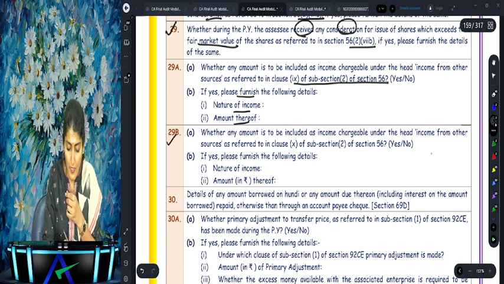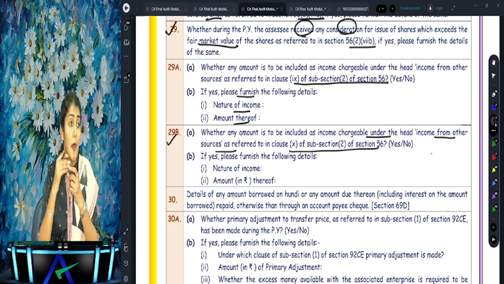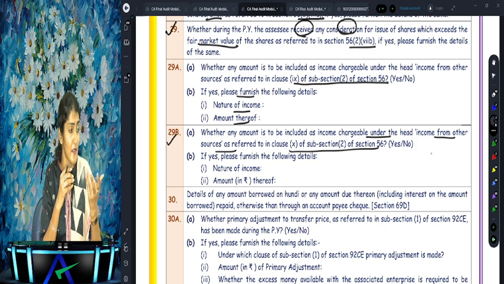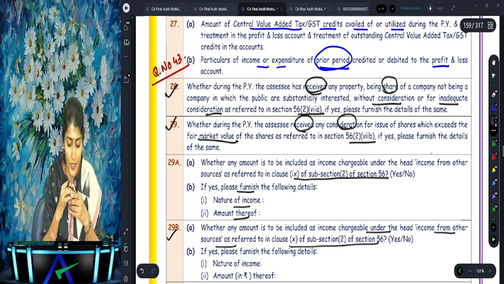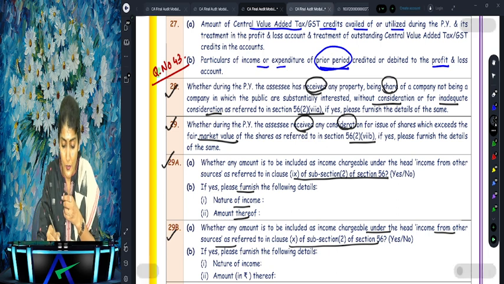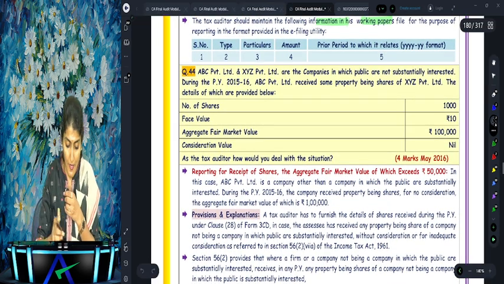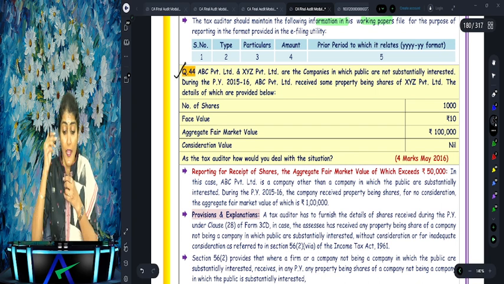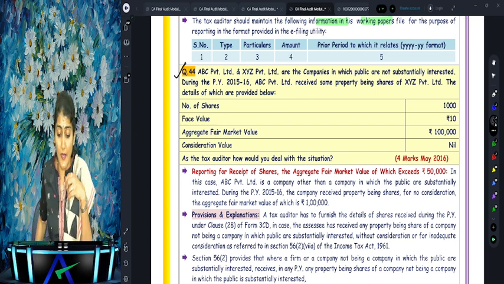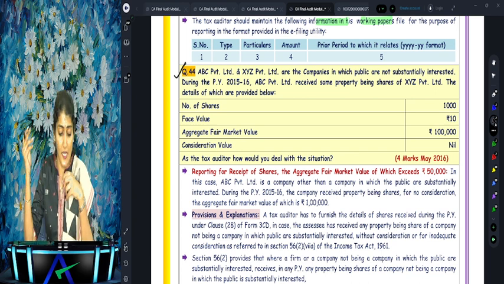And then whether any amount is to be included as income under the IOS under 56(2)(x). Again, nature of income and the amount in rupees thereof. Right? So that is again the gifts received. So everybody, are you able to follow 28, 29, 29A and 29B? Okay. Right? So let us have a look at the question bank. Question number 44. ABC Private Limited and XYZ Private Limited are the companies in which the public are not substantially interested.